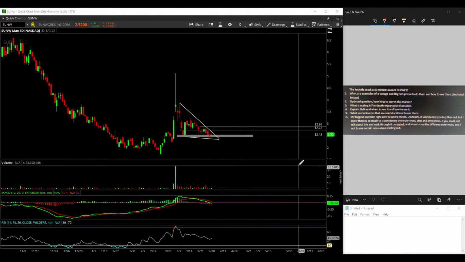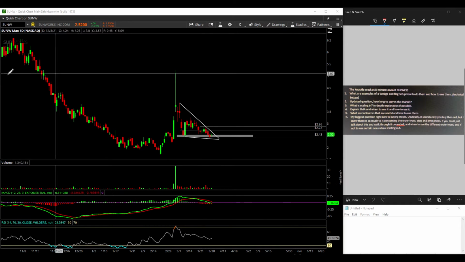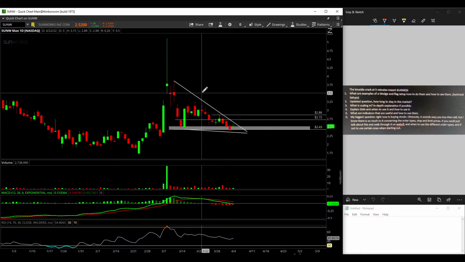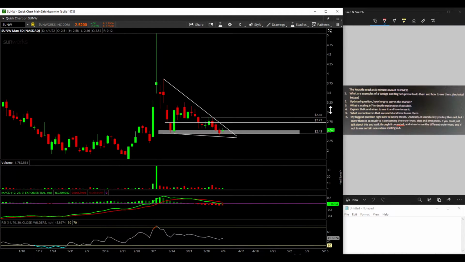First of all, the first question is: what are examples of a wedge and flag, and how do you see them? Since we're swing trading, I'll look off of the key time frames that you'll look at to find swing plays, which are the daily, the 4-hour, and the hourly. So just looking off the daily here, this is a perfect example of a wedge.